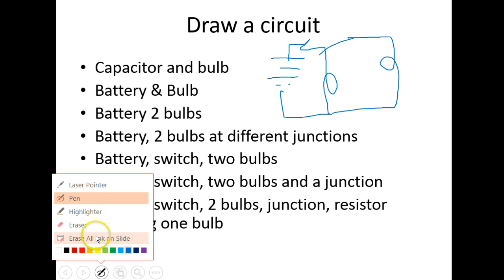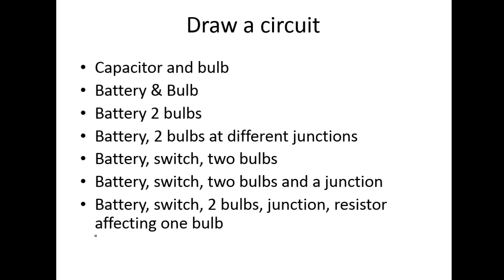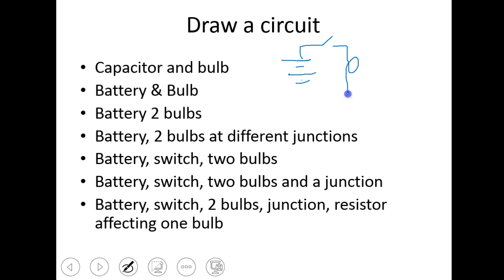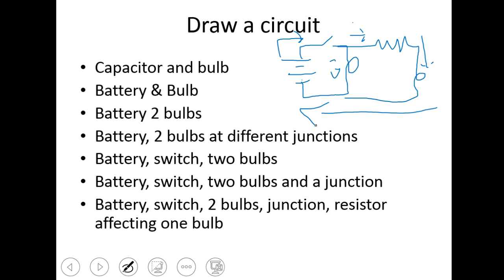And then a battery, a switch, two bulbs, a junction, and a resistor affecting one of the light bulbs. This one's a little more complicated. So I need a battery, a switch, a junction, and then a resistor that affects one of the bulbs. I'm going to put a resistor here, and then a bulb, and then back this way, so that current is flowing this way. If that switch is open, neither of those light bulbs will come on, but if that switch is closed, the current splits, goes through this resistor before it hits this light bulb, and then all comes back to the negative terminal of the battery.